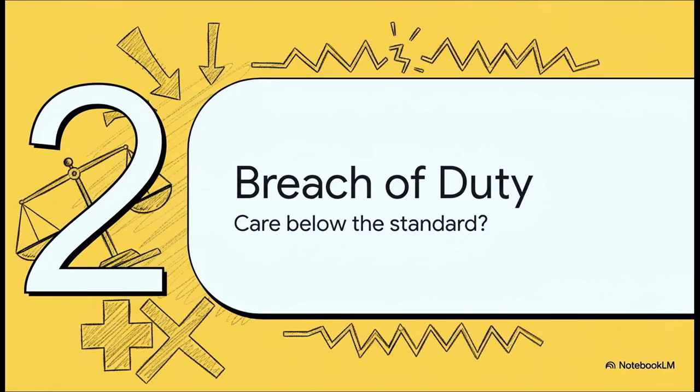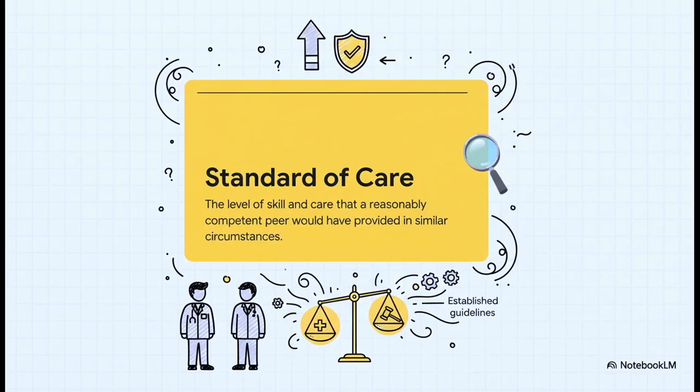Okay, let's move on to our second pillar, breach of duty. So once we've established that a duty exists, the next question is pretty straightforward. Was that duty breached? Did the care you provided fall below the accepted standard? So, what is the standard of care we're talking about? Well, it's the legal yardstick your actions are measured against. Think of it this way. What would a reasonably competent practitioner in your same specialty have done in that exact same situation? That's the standard. It's usually figured out by looking at professional guidelines, expert testimony, and established clinical protocols.